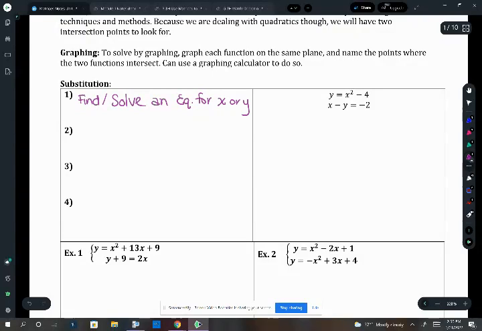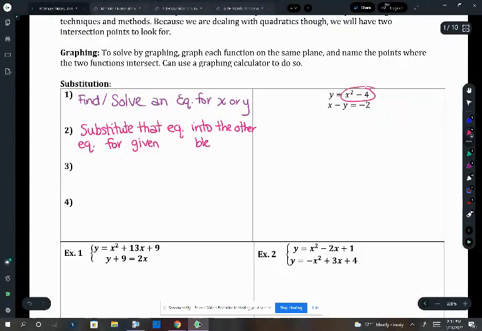When I look at this first example, you'll notice that I have an equation that's solved for y. Whether I find one or solve an equation for x or y, once I do that, I'm going to substitute that equation into the other equation for the given variable.